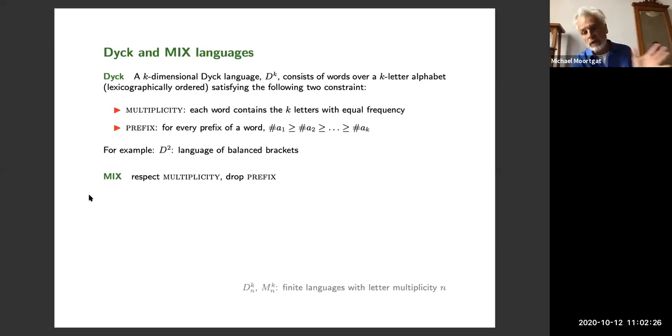And then the closest relatives of these families of languages are so-called mixed languages, which one could say are just preserving the resource sensitivity of the Dyck language in the sense that they respect the multiplicity constraint, but that they drop the prefix constraint. So in these languages, there is equal frequency of the letters, but no other constraints on these letters.